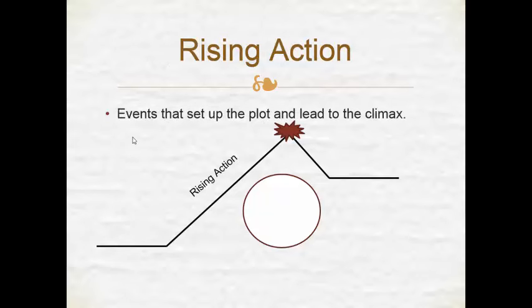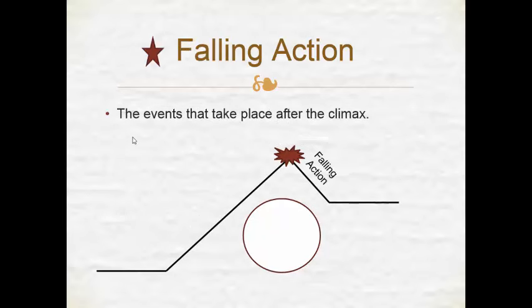Rising action is always in a story. It is the events that lead up to the climax. However, rising action may be long or short depending on the story. Falling action is the events that take place after the climax. Not all stories have falling action. Some leave us hanging at the main event.